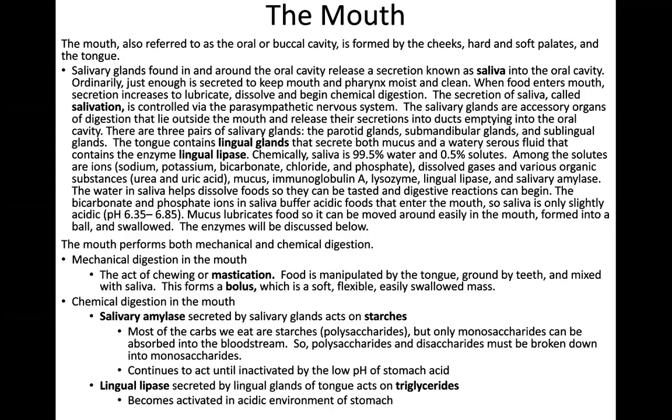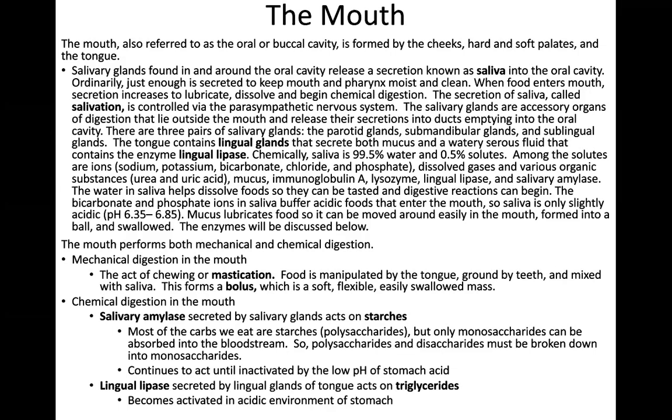These include a pair of parotid glands, which are in your cheeks, submandibular glands that are located underneath your jawline, and sublingual glands that are right underneath your tongue. Now, your tongue, speaking of, actually contains glands called lingual glands, containing a secretion of both mucus and a watery serous fluid, containing an enzyme called lingual lipase.